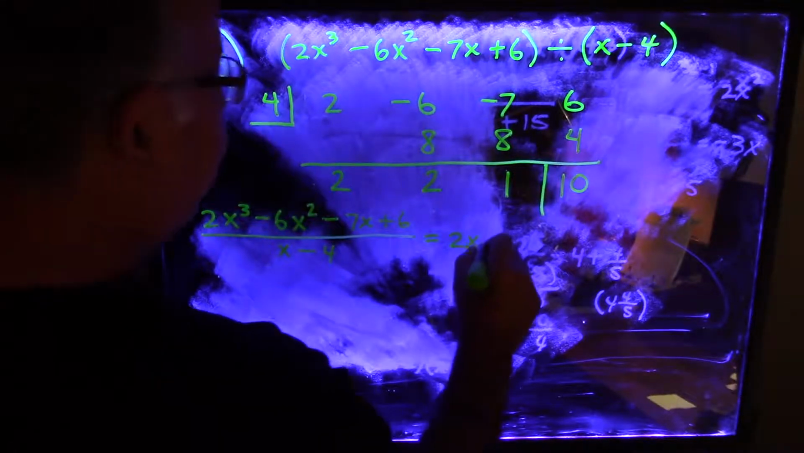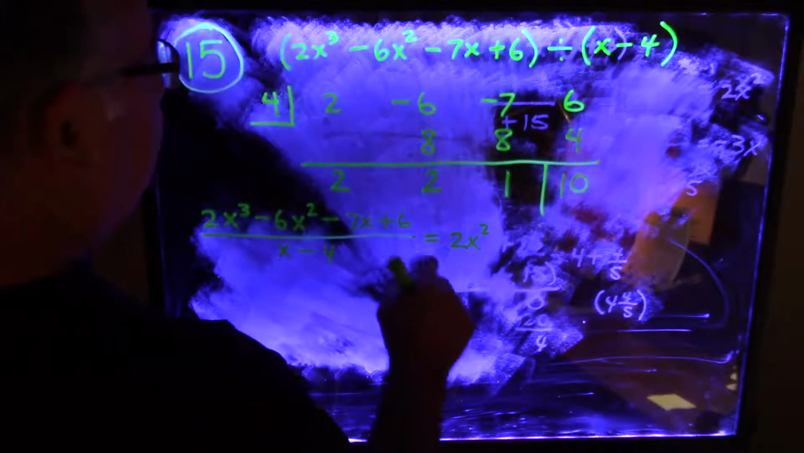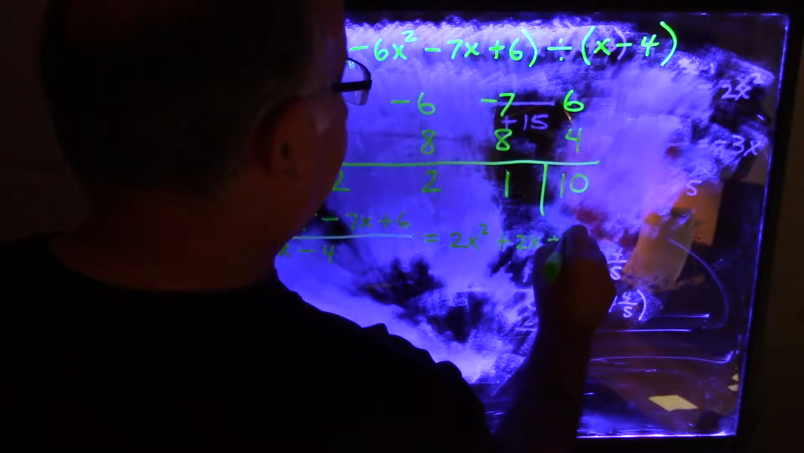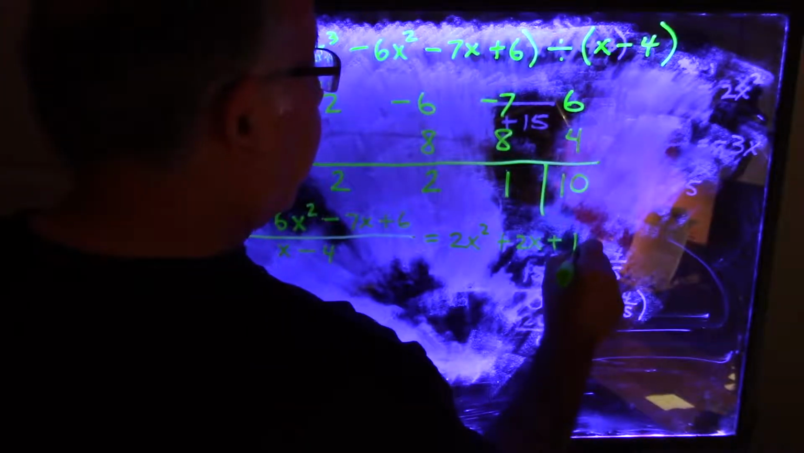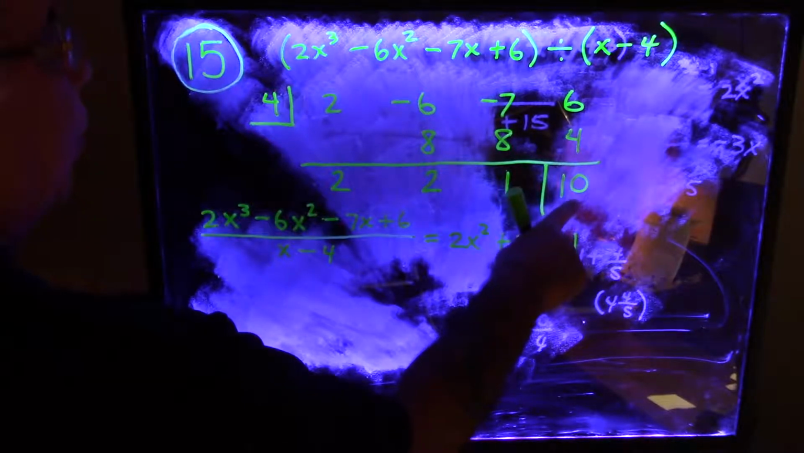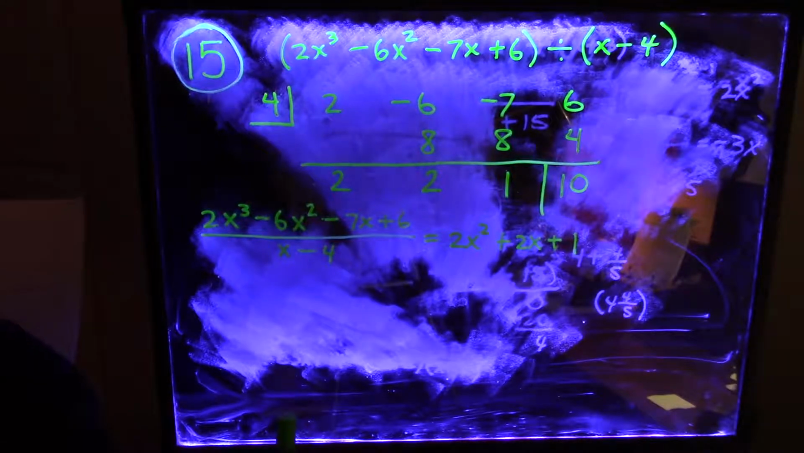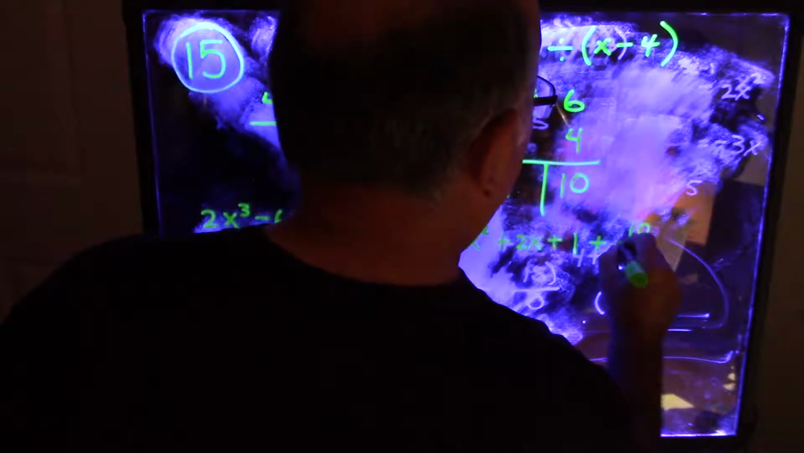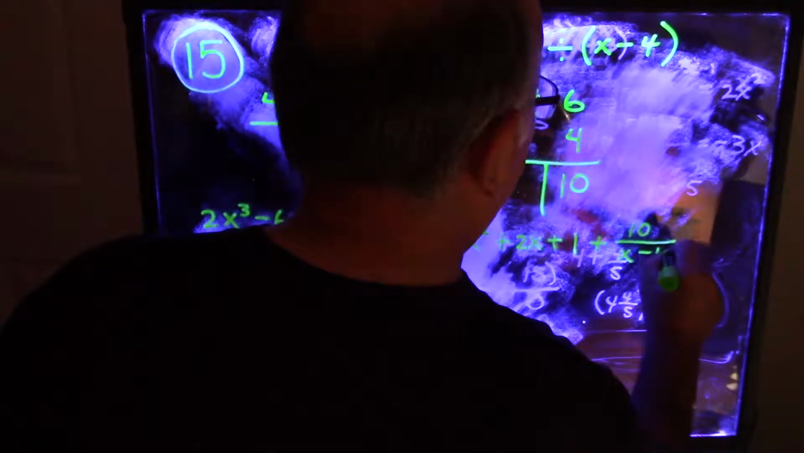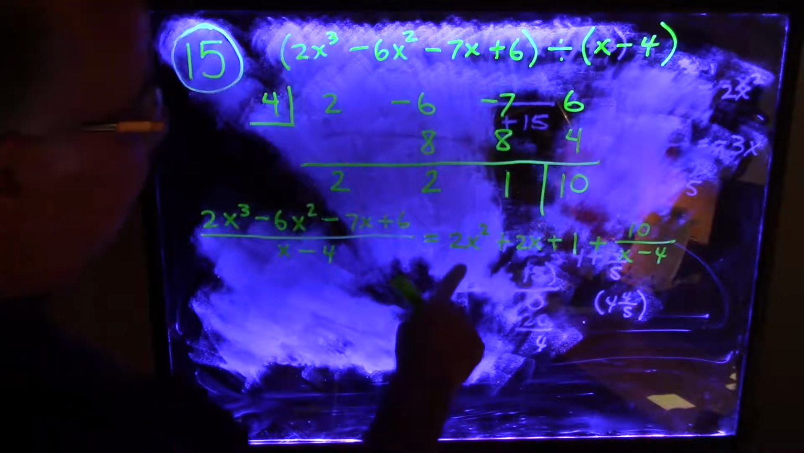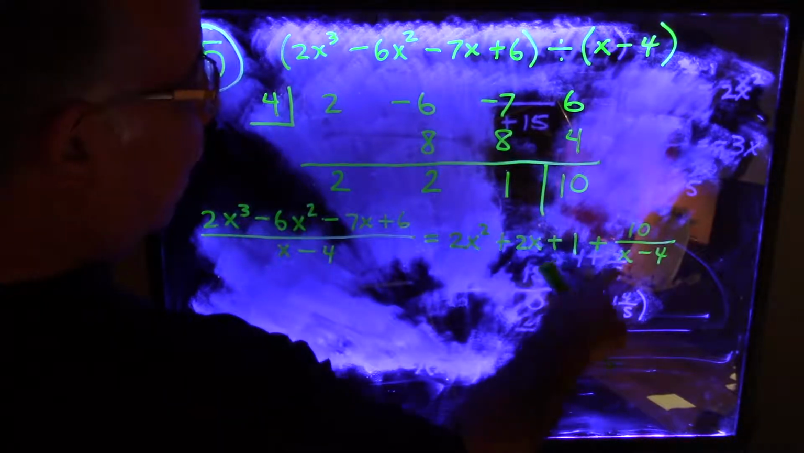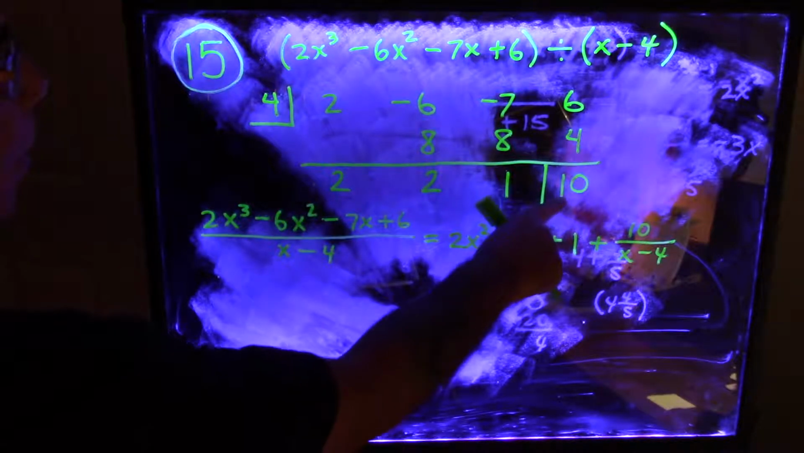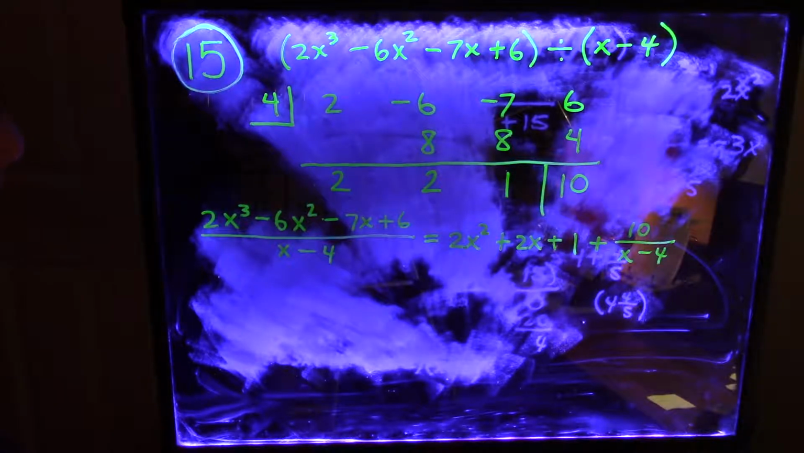The degree will be 1 less. 2x squared plus 2x plus 1, and then plus the remainder over the divisor, which is x minus 4. So we put plus 10 over x minus 4. So this is the full result of the division written out for us. So that's basically what this means, all these numbers down here at the bottom.